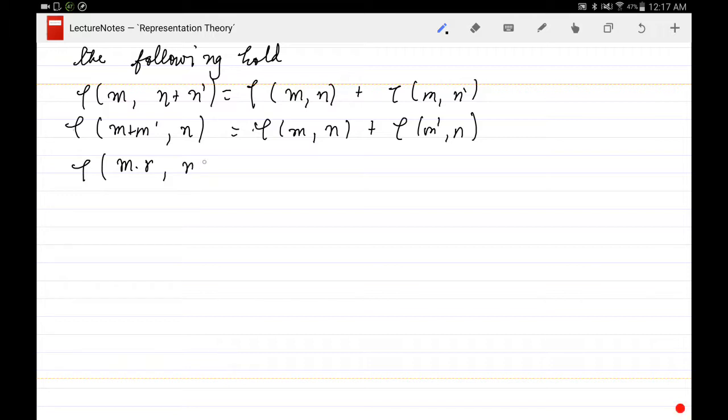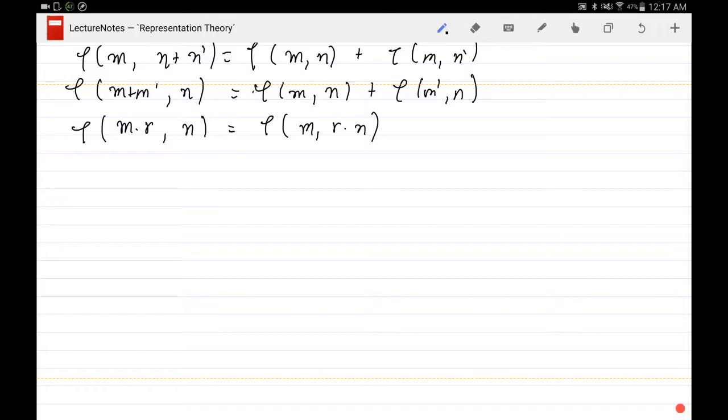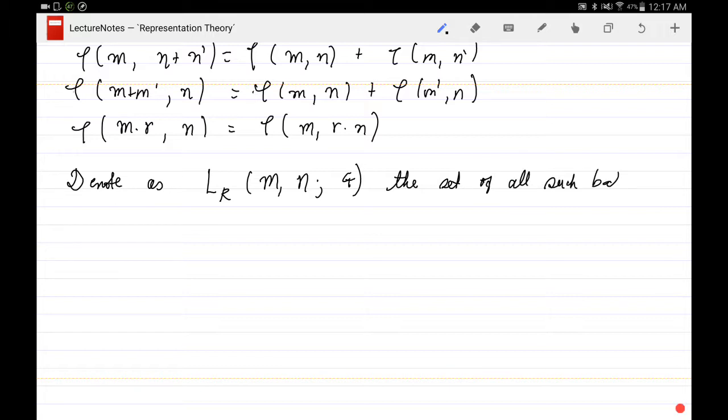This is an R module. This is equal to phi of (m, rn). So the set of all such balanced products is denoted L_R(M, N; G), the set of all such balanced products.